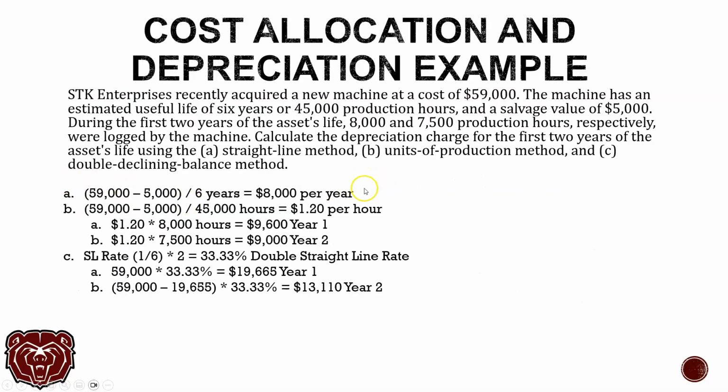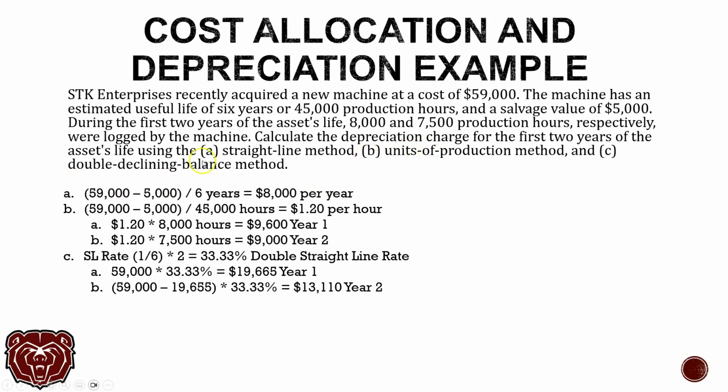This is the one you're going to see the most often. This is the one that's going to be used in practice most often because it is simple. You take your $59,000, your purchase value, less your salvage value, that gets you your depreciable base. You divide that by your useful life, and it gives us $8,000 per year. So year 1, $8,000. Year 2, $8,000. All the way through year 6, it will be $8,000 every single year.